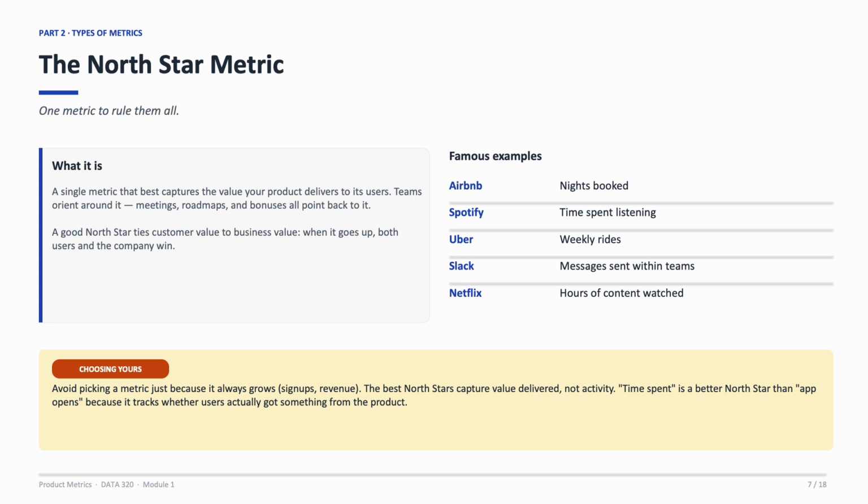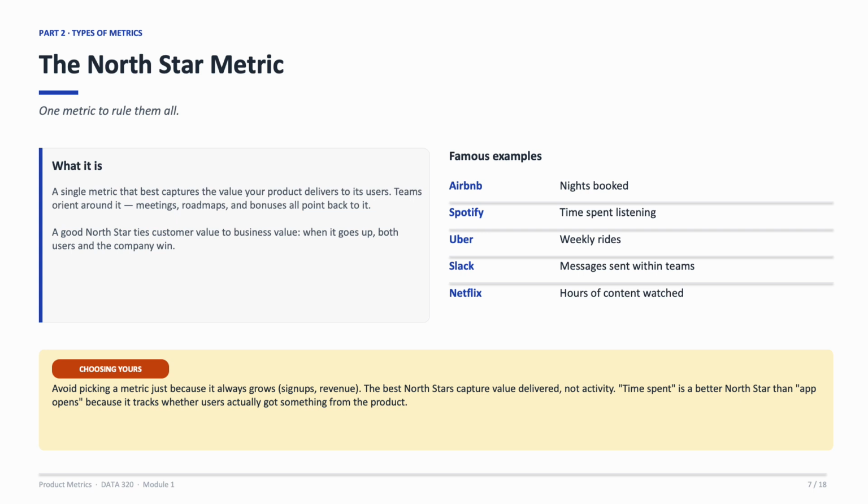Look at the examples, like here, Airbnb. The North Star metric is nights booked. Why? Because that's when a guest stays somewhere and a host earns money. Value on both sides. For Spotify, time spent listening, not sign-ups, because someone who signs up and never opens the app isn't getting value. Notice what's not on this list: revenue, right? None of these are revenue. Revenue follows value delivery. So good North Stars lead revenue.